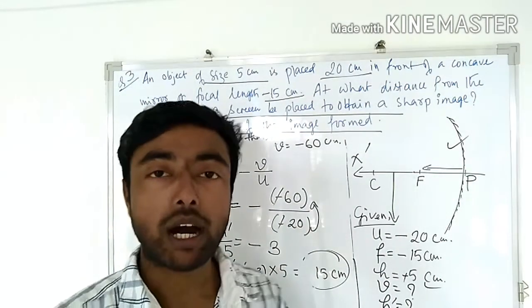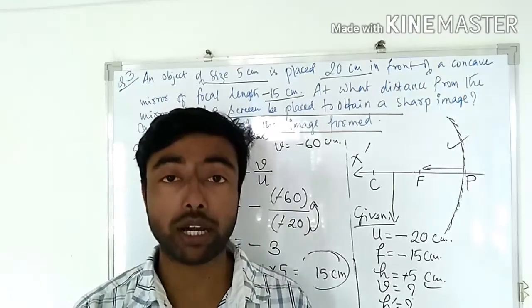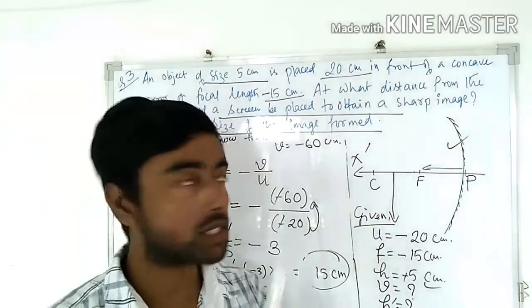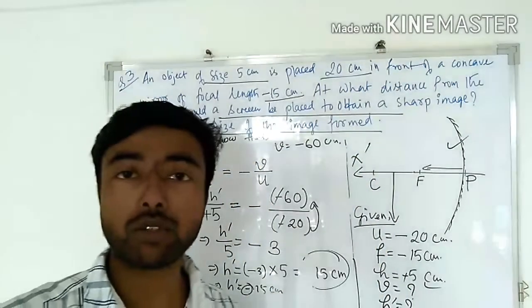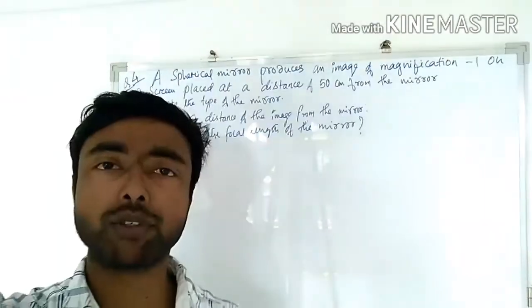Understood? So after doing the problem, you will know yourself whether you are correct or not, and whether you will get marks or not for the same question. So this is the third question. Understood? So we'll go for the fourth one, the last question of today's class. This is the fourth question.